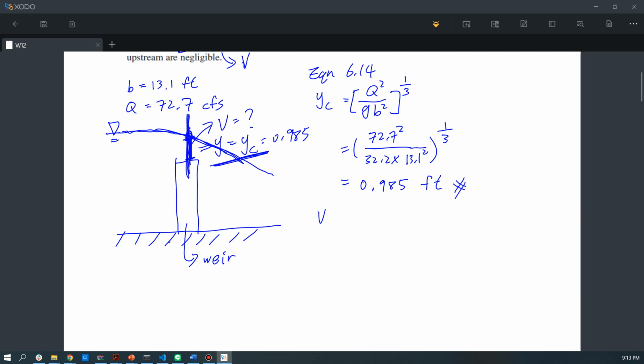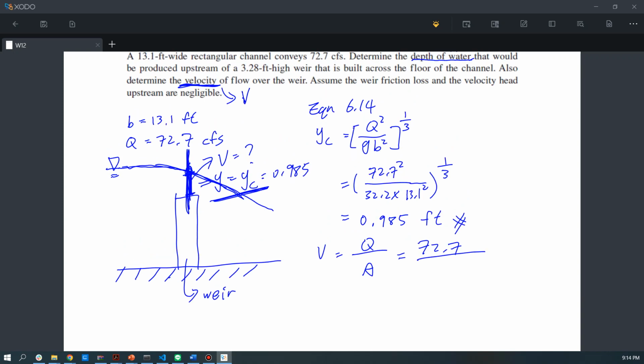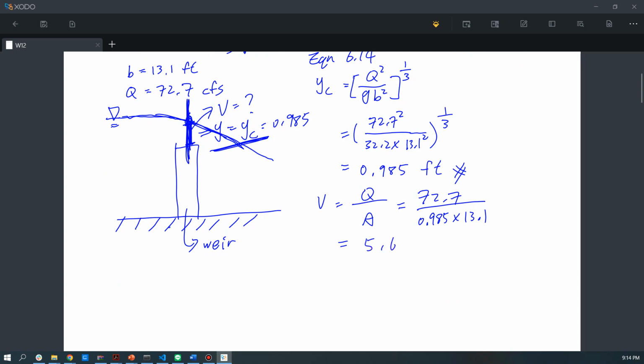Okay, so we can easily calculate the velocity at this point, at this cross section. The velocity will equal the flow rate divided by the area, right? And the flow rate we already know, which is 72.7. Because this is a rectangular channel, the area is the water depth, which is yc, 0.985, times b, the width, which is 13.1 feet. So we can get that the velocity is equal to 5.63 feet per second.